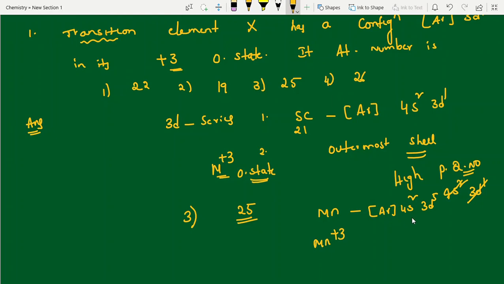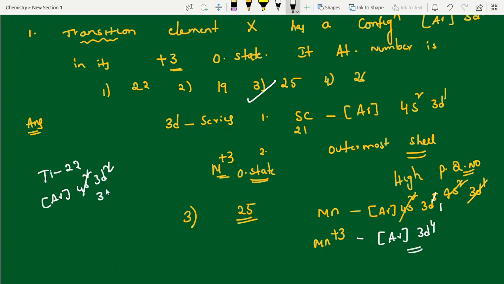See students, Mn +3 state. Where do we have to remove electrons? 4s. Yes, 4s, 2 electrons gone. Afterwards, remaining 1 electron, where do I have to remove? Yes, here I have to remove 1 electron from 3d. Then what is the resultant condition? Argon 3d4. So finally what is our answer, students? Option 3. Each and everything you can check. Suppose titanium is 22, argon 4s2 3d2. If it loses 3 electrons, only 3d1 remains. But 3d4 they had given, no? Like that each option we have to check.